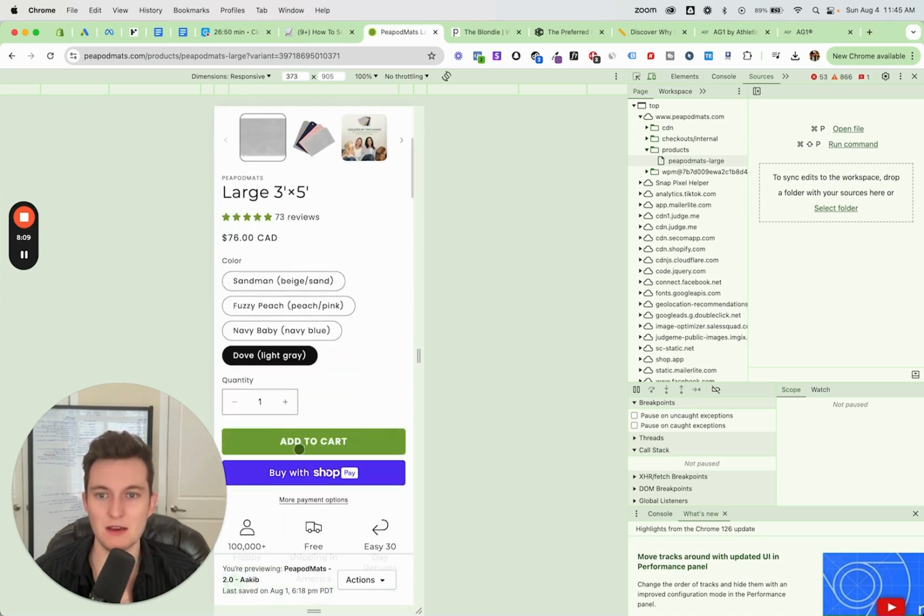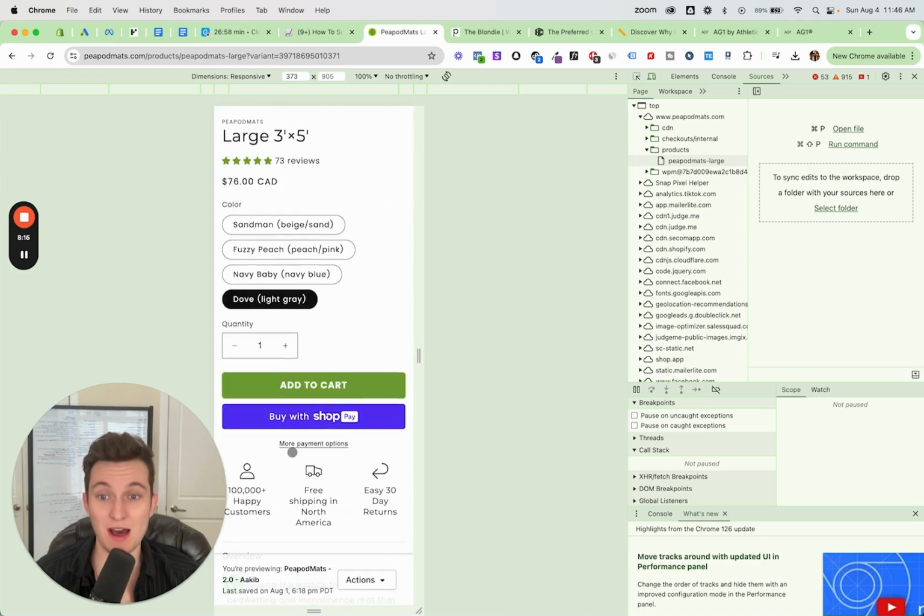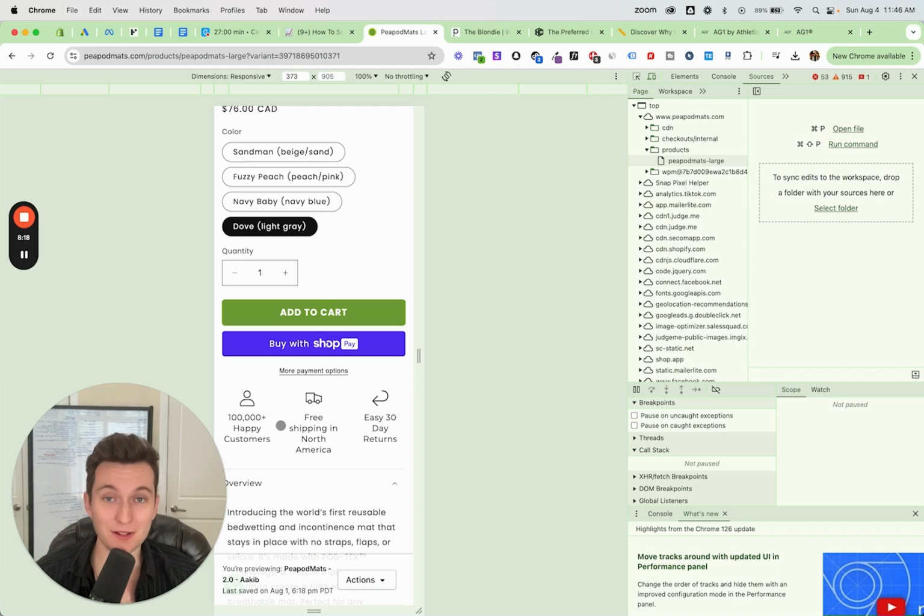So that's all there. Add to cart button. We made it stick out, a nice green color that matches their branding perfectly. And then also added these icons in here. 100,000 plus happy customers.